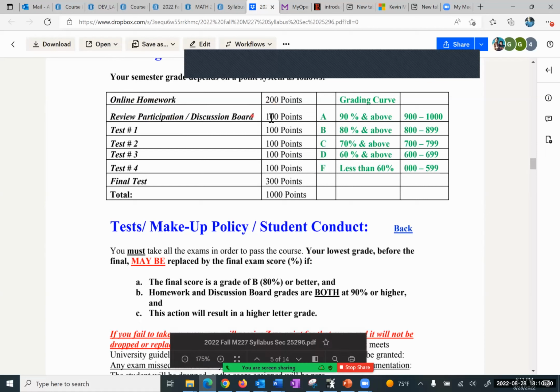Review participation is the discussion board that I'll go over, 100 points. There are 5 of them, each one 20 points. There are 4 exams, 100 points each, total of 400. The final is comprehensive, 300 points.